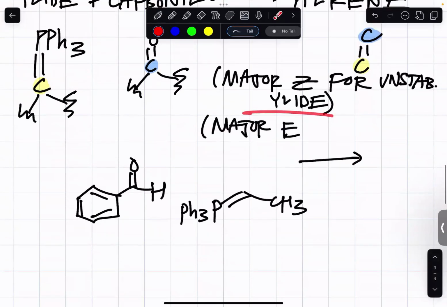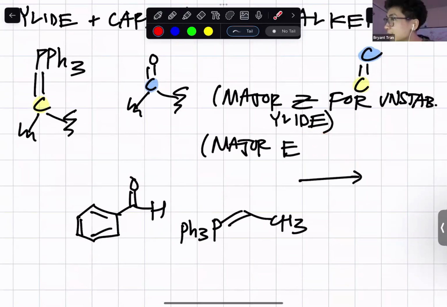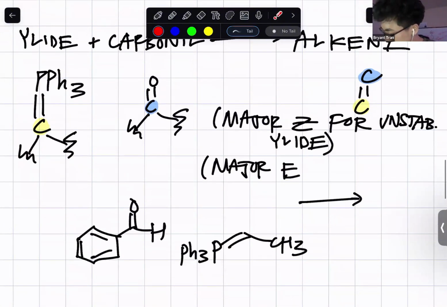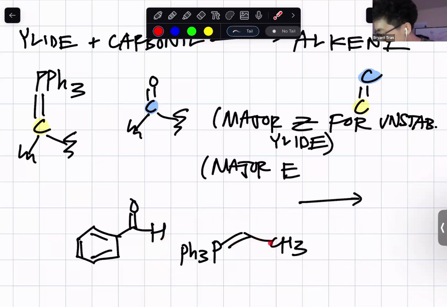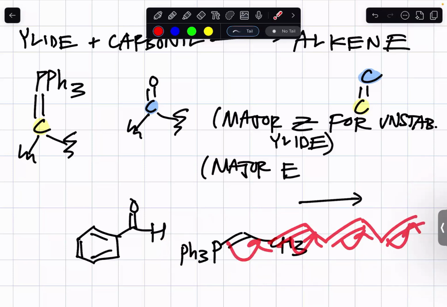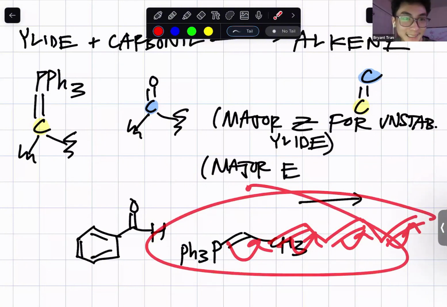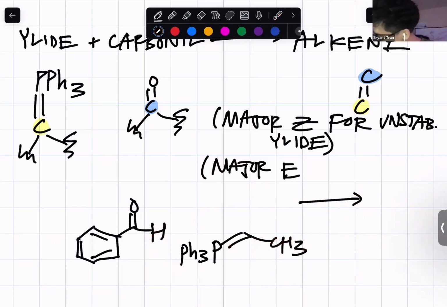If your ylide right here, which is this one here, can do resonance, then our major product would be the E alkene. But in this case, our ylide cannot do resonance. It's unstabilized because this double bond here can't move over there to do resonance. But let's say you had a conjugated system right here, which can move the double bonds over and do resonance like that. This is considered a stabilized ylide because it could do resonance. It's delocalized like that. And then that would lead you to the E alkene for a stabilized ylide.